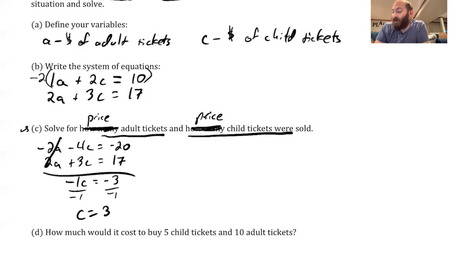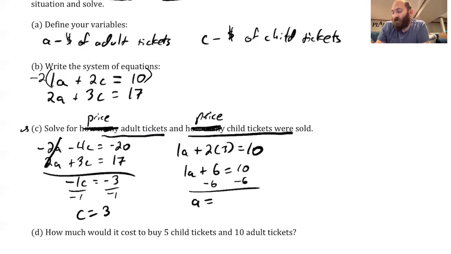Okay, from there I can get the adult prices by just plugging it back into one of the equations. So let's go with the first one. 1A plus 2 times 3 equals 10. So 1A plus 6 equals 10. Subtract that over, and I was so close with the adult ticket. It is $4 and not $3. So in context, we have $3 for child tickets, $4 for adult tickets.